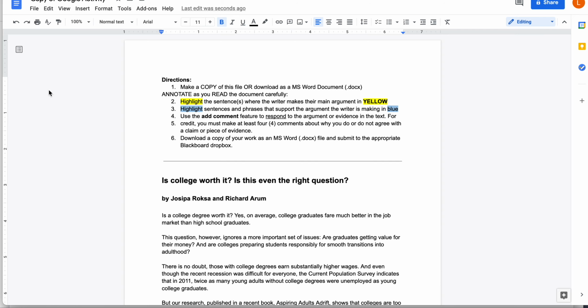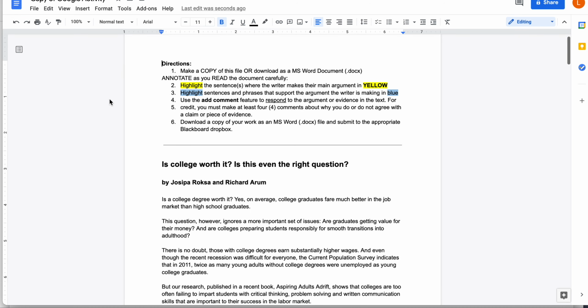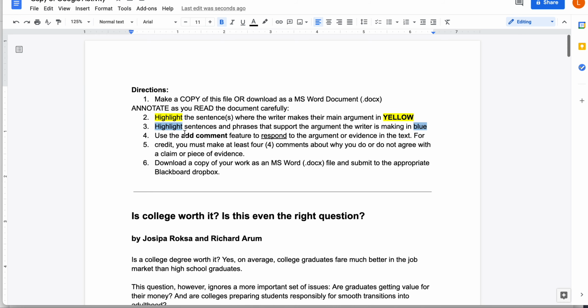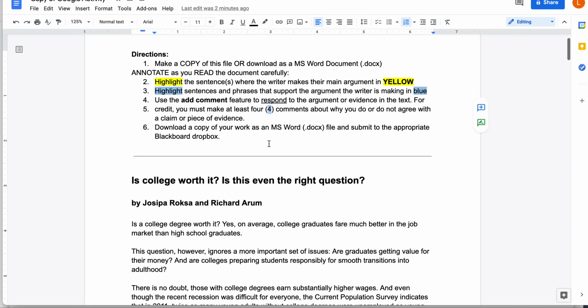So with all of the Google Docs we use, I've already made a copy of this. So this is my own copy that I can work on. I am going to blow it up just a little bit to make it bigger on the screen. And then what it says is you need to highlight the sentences where a writer makes their main argument in yellow and phrases that support the argument in blue. So I have those two things to do. And then it's asking me to use the comment feature to respond with at least 4 comments.